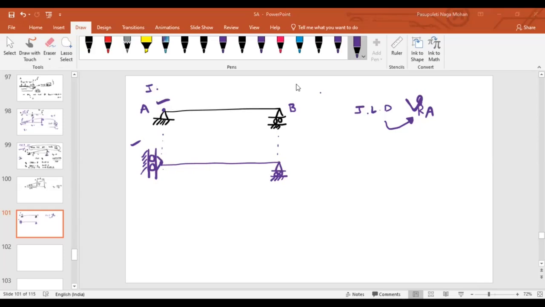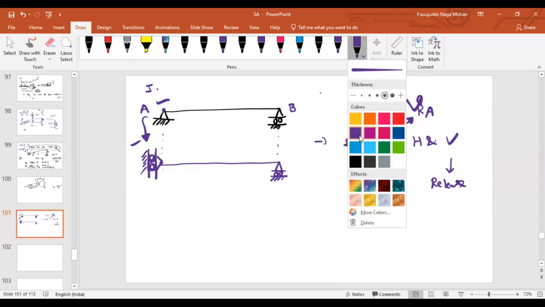Initially at A, there are 2 resisting forces. What are they? Horizontal and vertical. As you are drawing the ILD for V, you have to release that force only. If I want to release that force only, I have modified this support like this. From this diagram, I can see I have placed the rollers along the vertical direction. That means this can move freely along the vertical direction, but it can't move in any horizontal direction. Why? Because it still exists.